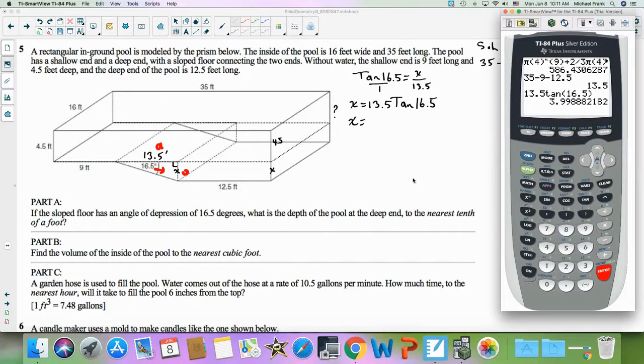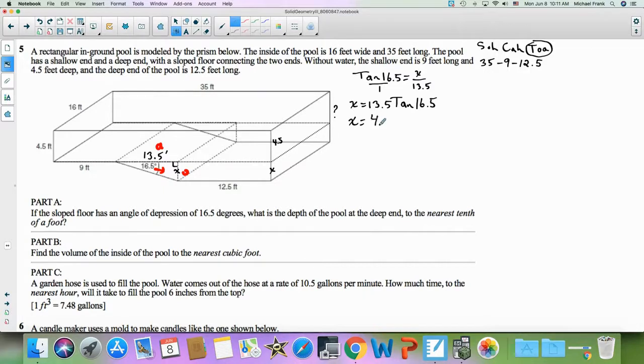And I'm going to hit enter. Oh, and it's going to give me 3.99. That's going to give me 4.0. Look at that, 4.0 to the nearest tenth. 4.0 feet. So that means that this right here is 4 feet. And this part over here is 4.5 feet. Well, 4 plus 4.5 is going to be 8.5 feet. So how deep is the deep end? 8.5 feet.